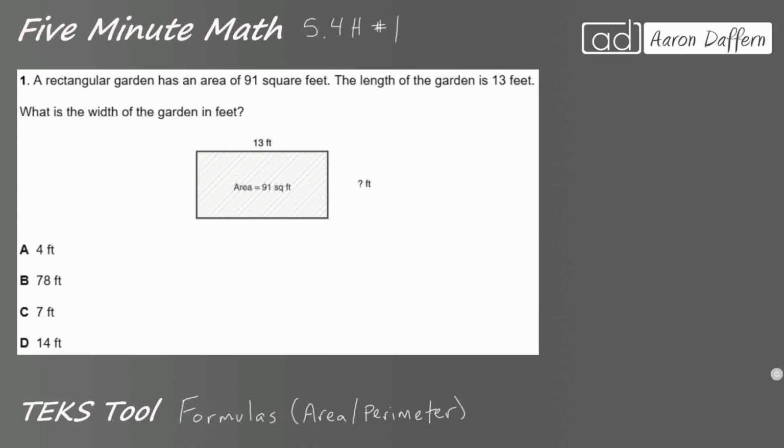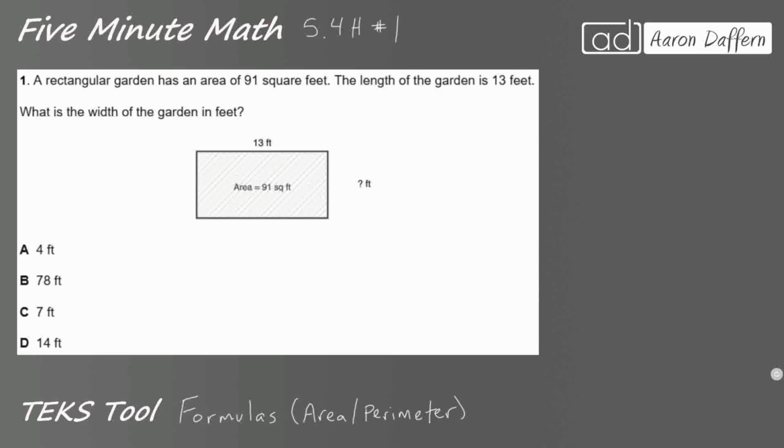We are focusing on area and perimeter with a problem related to TEKS 5.4H, and we will solve it in 5 minutes or less. If you haven't done so already, please go ahead and take a moment to pause the video, work this problem out on your own, unpause it, and we will look at our answers together.